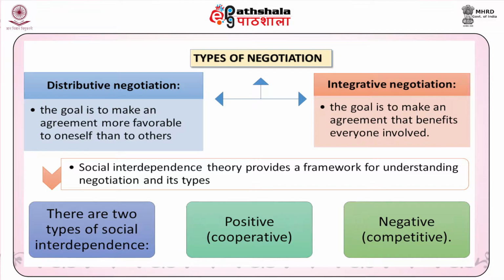Social interdependence theory provides a framework for understanding negotiation and its types. Social interdependence theory operates when the accomplishment of each individual's goals is affected by the actions of others. There are two types of social interdependence. One is positive, which is cooperative, and the other is negative, which is competitive.